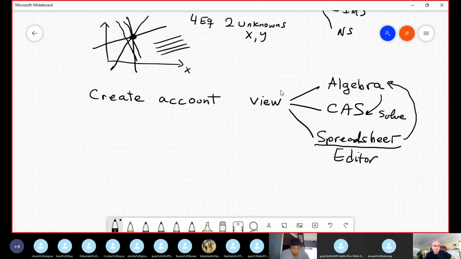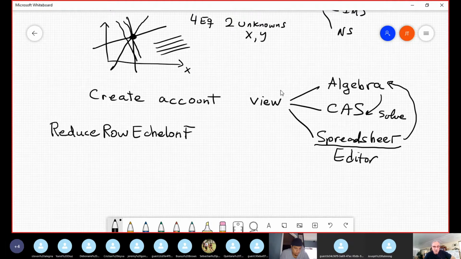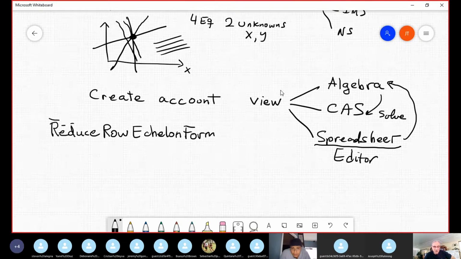In this case, we're using the famous function reduced row echelon form. I suppose that is the name. But okay, when you start typing R, capital R, E, D, go ahead.